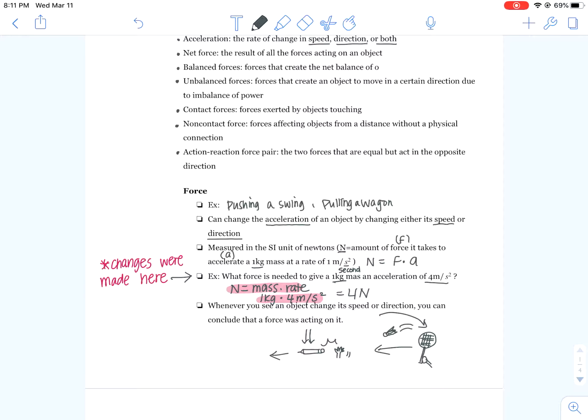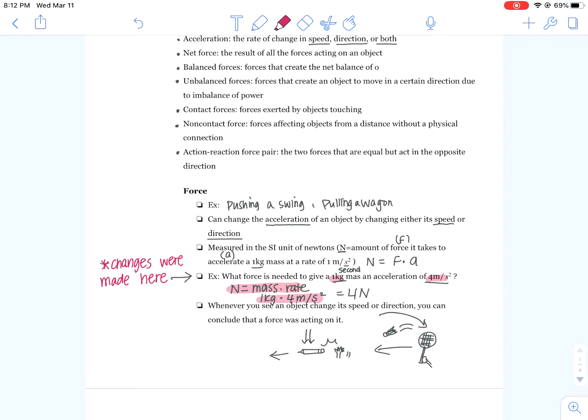So what I asked your classmates to do was to erase the parts that you had, the example, the equation, and write down N equals mass times rate, which is: N is a force, equals mass times rate, or acceleration. I put mass is 1 kilogram in this case, and the acceleration or the rate is 4 meters per second squared, and I just multiply them and get 4N. N is the unit of force, Newton.